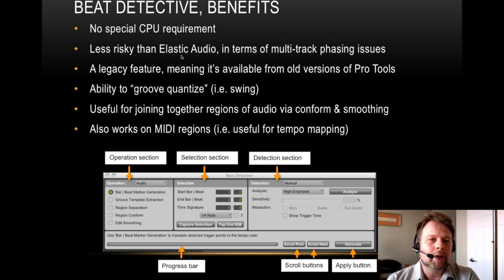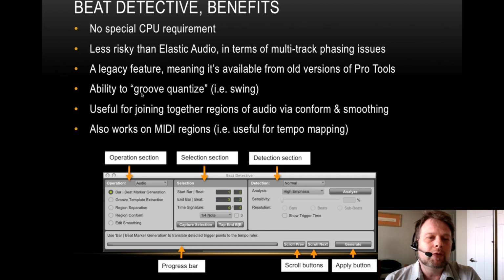Again, it's less risky, and there are issues, or they have been historically in Pro Tools, where Elastic Audio can crash. It can corrupt a file as well, in which case you have to go to a session backup, and joy does not ensue. So Beat Detective is more or less immune to those types of issues. It's just a matter of undoing a few times if you need to. It's a legacy feature, and that just basically means that everybody's got it. It's been around Pro Tools since the dark ages.